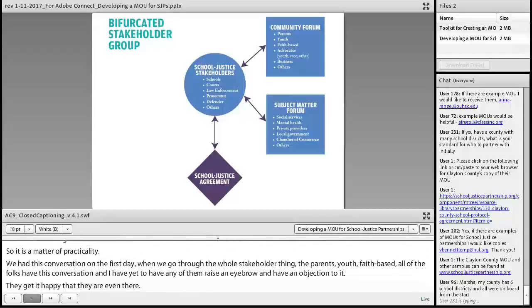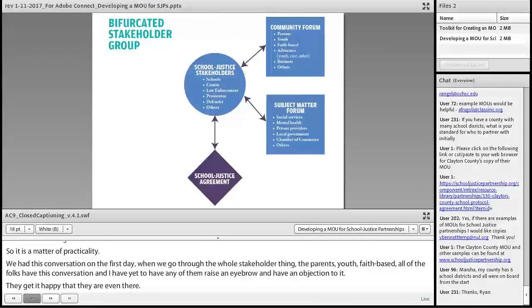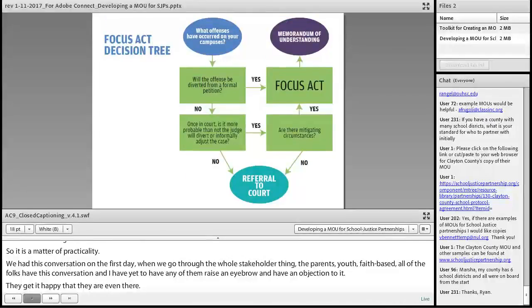And now they're sitting across the table from the superintendent and from the chief of police and from the sheriff, having a conversation about reducing referrals and why they need to be reduced. And you wouldn't be there if you created these type of obstacles that scare the heck out of these folks. That's just the way it is.